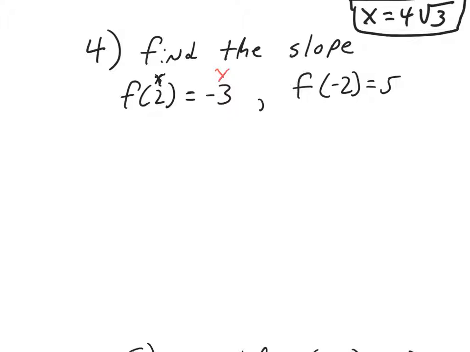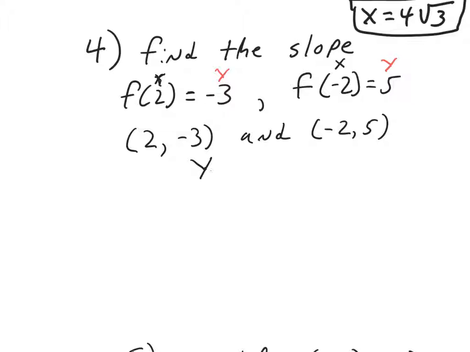We have x is -2 on this one, and then we have y is 5 on this one. Okay, so what we're going to have is like this. We have 2 and -3 and -2 and 5. And then we just have to put that into our slope formula, which is y2 minus y1 over x2 minus x1. So you're just finding the change in the y over the change in the x. And let's go ahead and put those in.